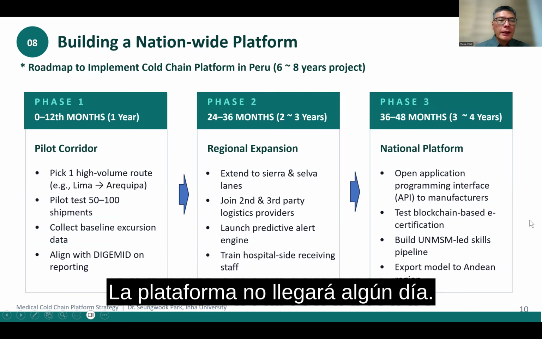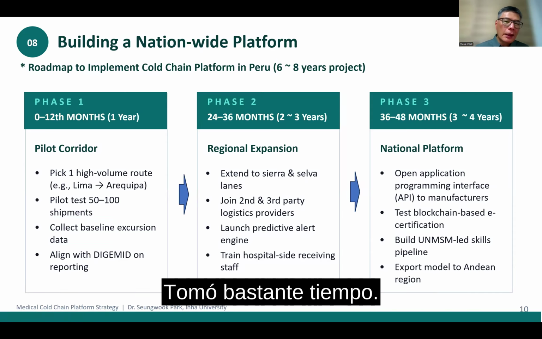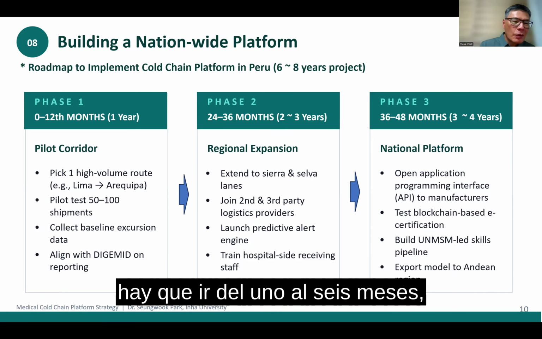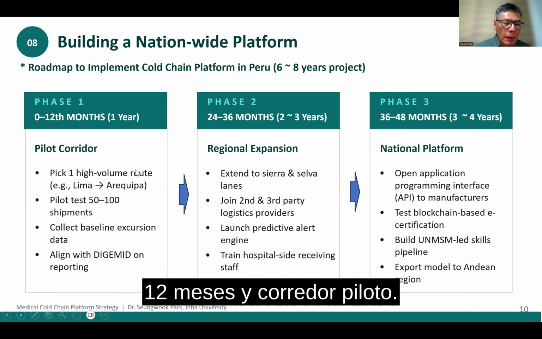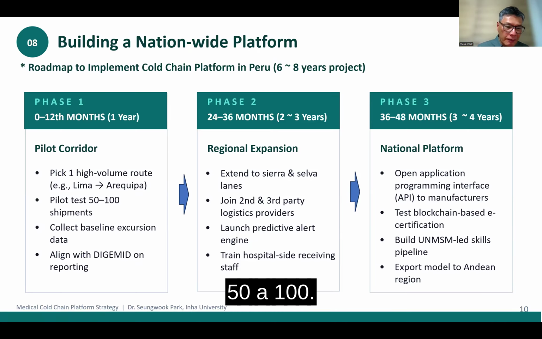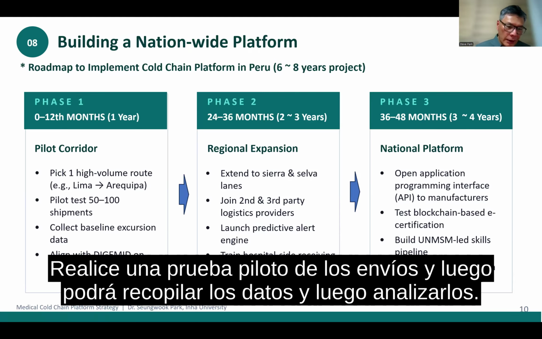Now, building a nationwide platform does not happen in one day. It will take quite a long time. I expect at least a 6 to 8 year project. So phase one, you go for 1 to 6 months, up to 12 months, with a pilot corridor. You have to pick one high-volume traffic route, normally Lima to Arequipa, for the pilot test. You have to do 50 to 100 pilot test shipments, and then you can collect the data and analyze it.